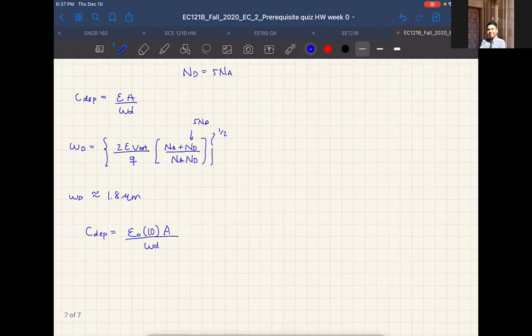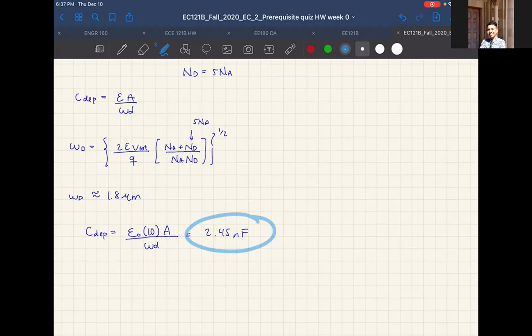So if you solve for this, it's just plugging in numbers at this point. You already have this, you're given the area. This should give you something around 2.45 nanofarads. Again, nanofarads feels good. It's a good number. I always get concerned if I get a really big number for capacitance, because it's usually around the nanofarads.